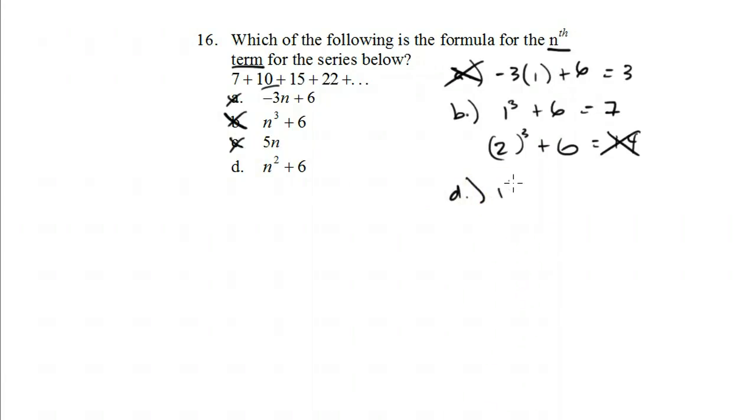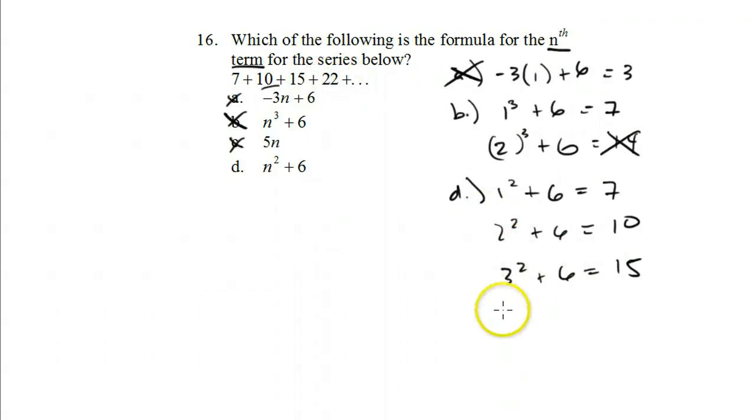So this is going to be 1 squared plus 6 is equal to 7. 2 squared plus 6 is equal to 4 plus 6 is 10, right? So the third term, number 3, should give me 15. So that's 3 squared, which is 9, plus 6 is 15. And I'll just check the last one just since it's here. 4 squared is 16, plus 6 is 22. So we see we get those terms by plugging in the first, second, third, fourth into there. So the answer is D.